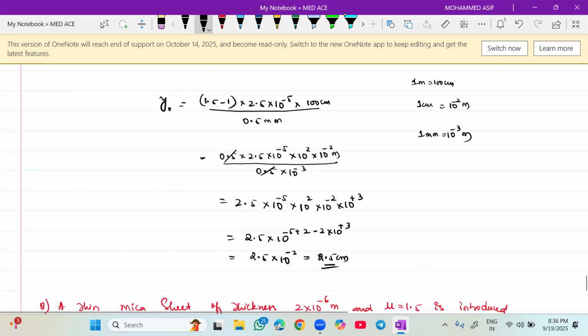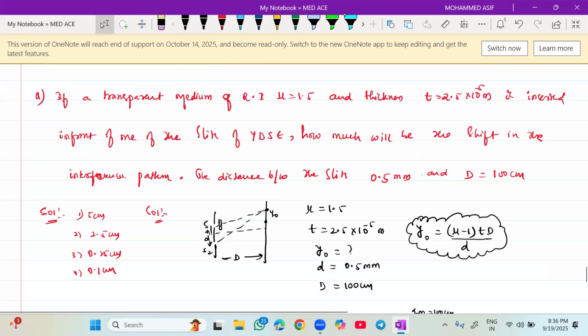I told you this given condition. If it is kept in front of S1, it will shift in the direction of S1 only. If you are keeping it in front of S2, it will be moving in the downward direction. Am I clear?